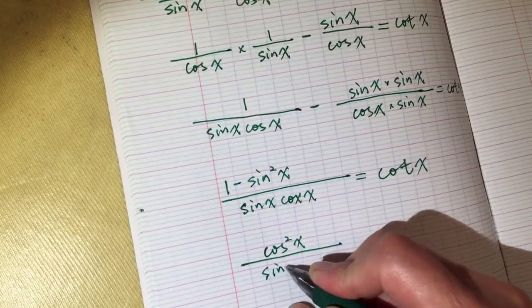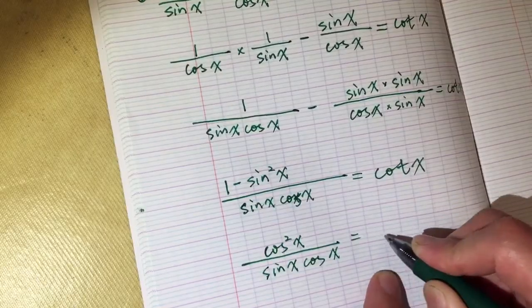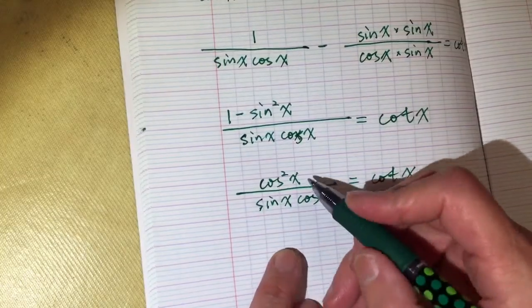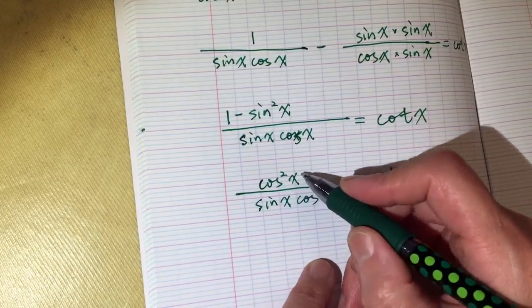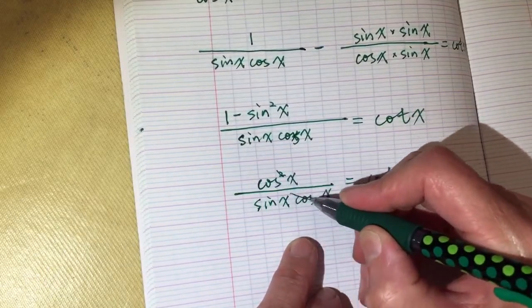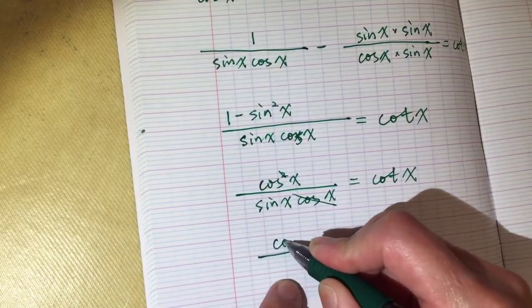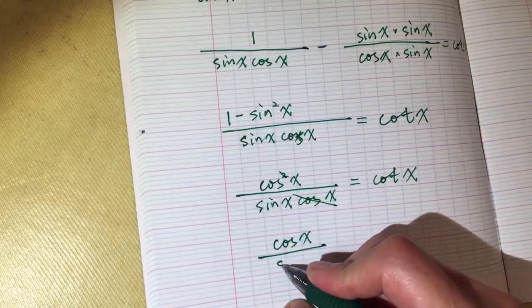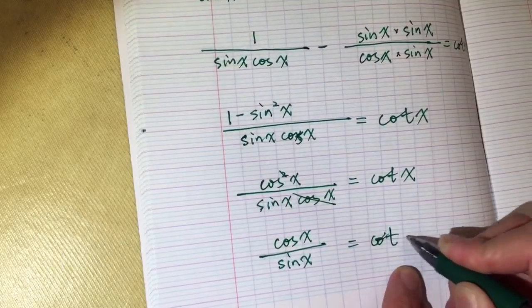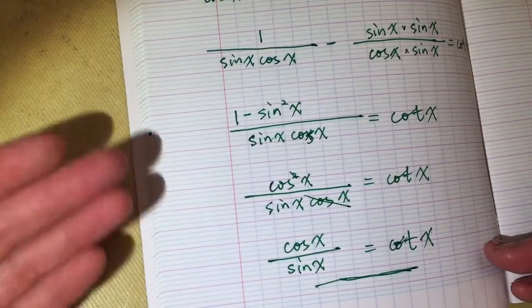And sine x cosine x equal cotangent x. And cosine square x can be regarded as cosine x times cosine x. Upper part and bottom part we divide by cosine x. So it becomes cosine x over sine x equal cotangent x. And this is plain as day, right? So we proved it is right.